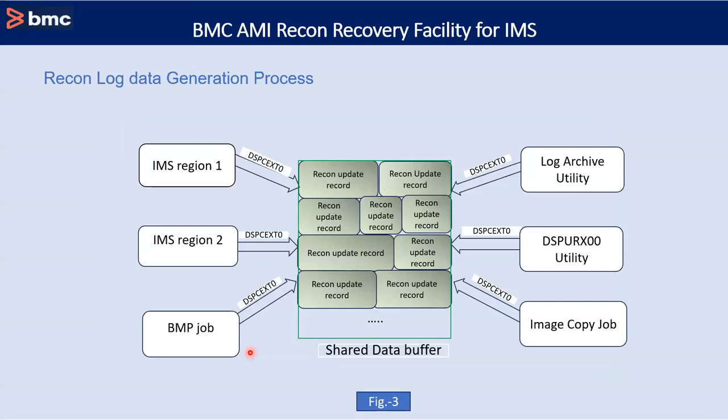So you have the IMS region, BMP jobs running, and then log archive, DBRC utility, image copy, or maybe change accumulation, reorg jobs all running concurrently. And anytime any of these jobs updates the RECON, the exit will get control, and it will generate the log record and write it into the shared data buffer. So this is what we talked about in the last slide. Let's move to the next slide.